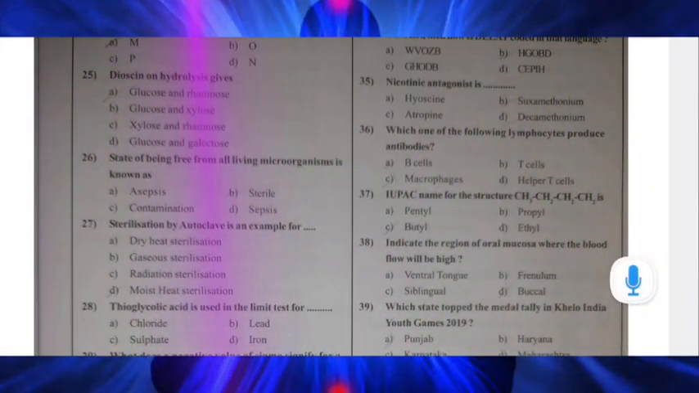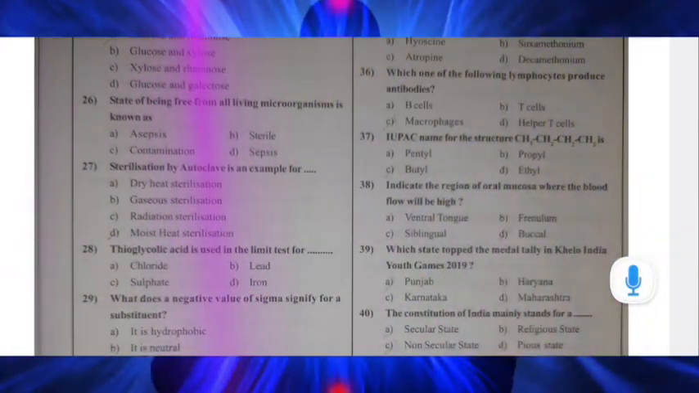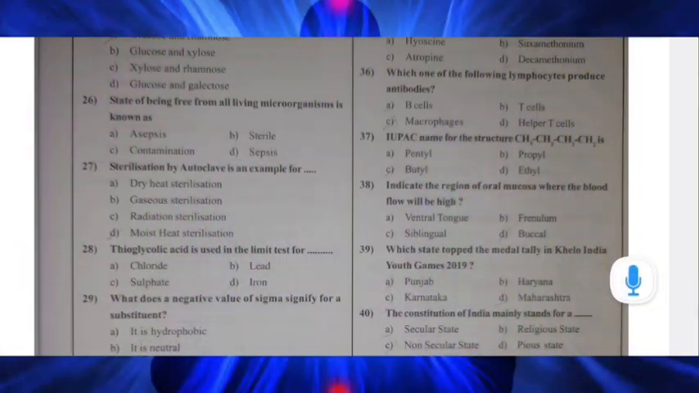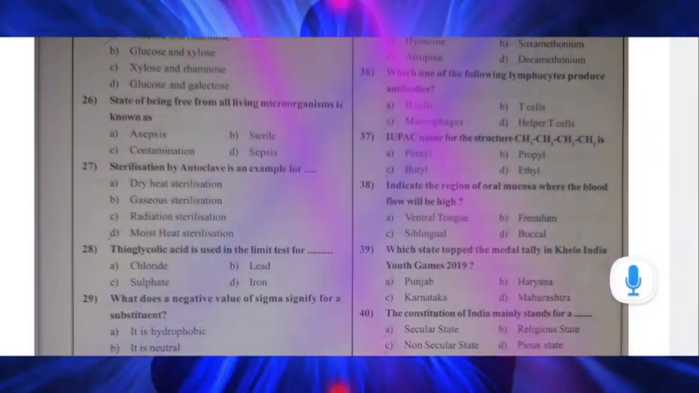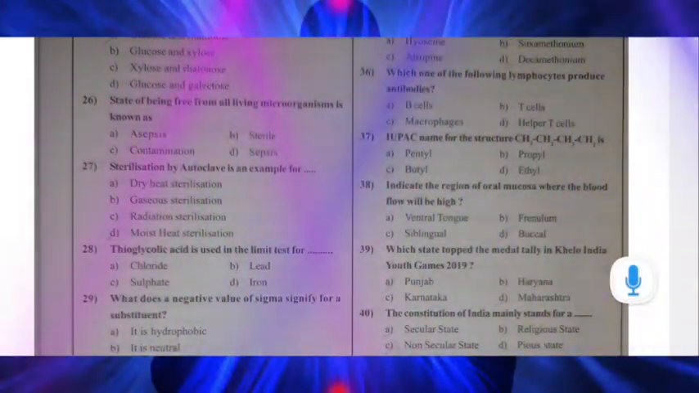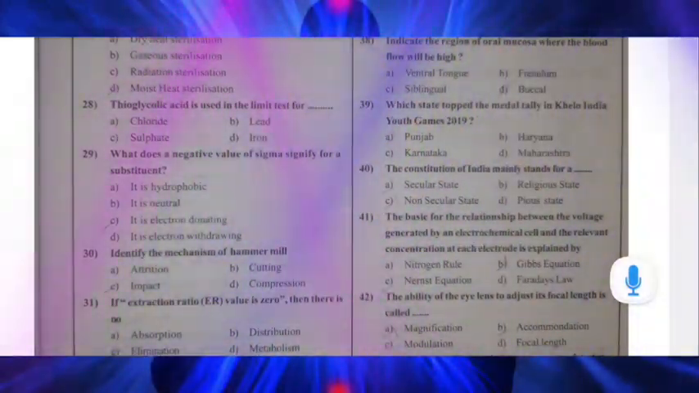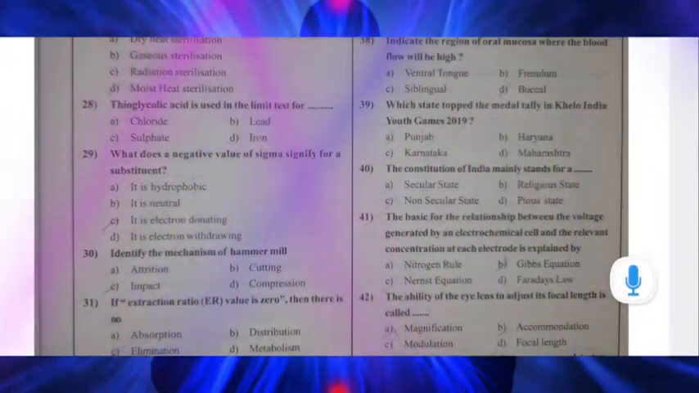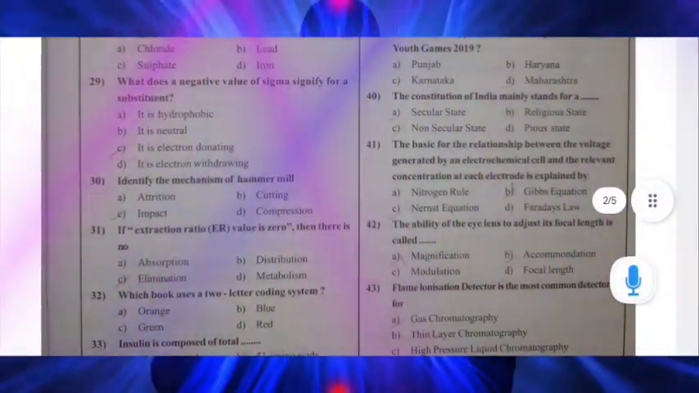Which one of the following lymphocytes produces antibodies? B cells. IUPAC name for the structure with CH3, CH2, CH2 chain is butyl. Indicate the region of oral mucosa where the blood flow will be high. Sublingual. Which state topped the medal tally in Khelo India Youth Games 2019? Maharashtra.